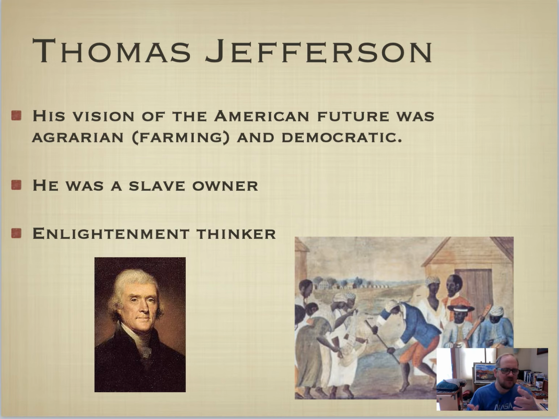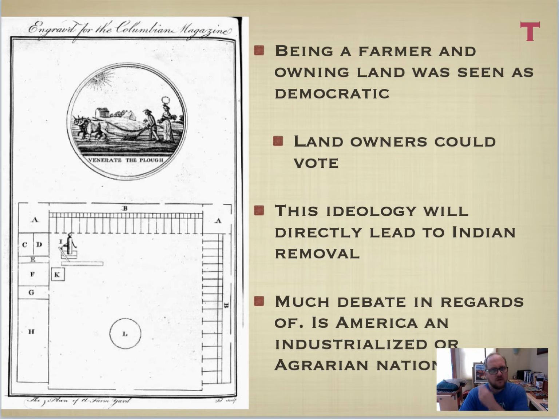So he was somebody who was very much against implied powers, but he'll use those implied powers to make the Louisiana Purchase. He was someone who thought that every person in America should have the democratic basis of owning land and voting, but he also was a slave owner too. So again, he sort of contradicted his ideology quite a bit.